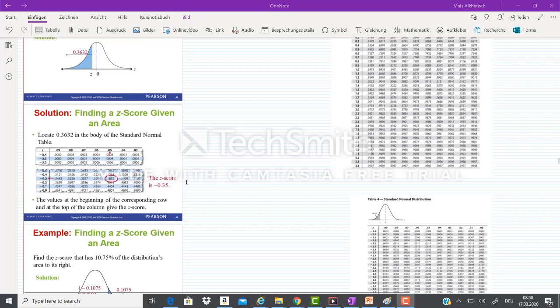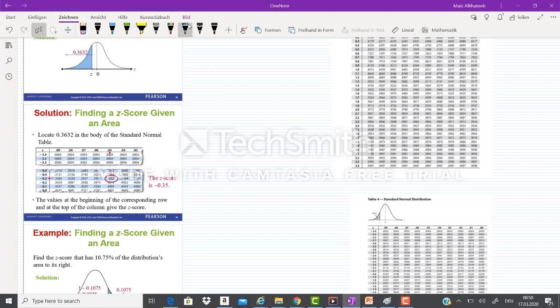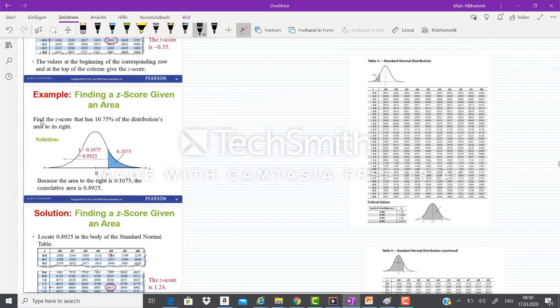Now I have another problem. It tells us to find the z-score that has 10.75% of the distribution in the area to the right. At first, this 10.75% is the area to the right, so I sketch the area to the right in blue. At first, you have to calculate this value.